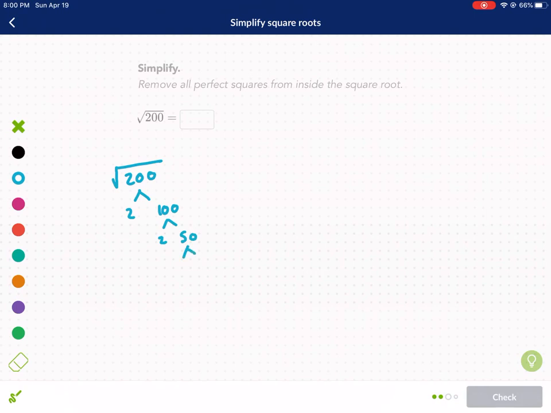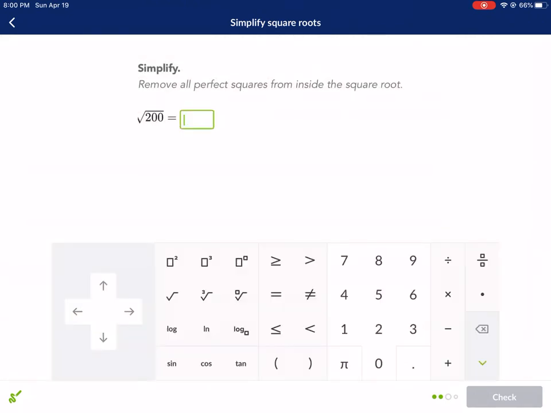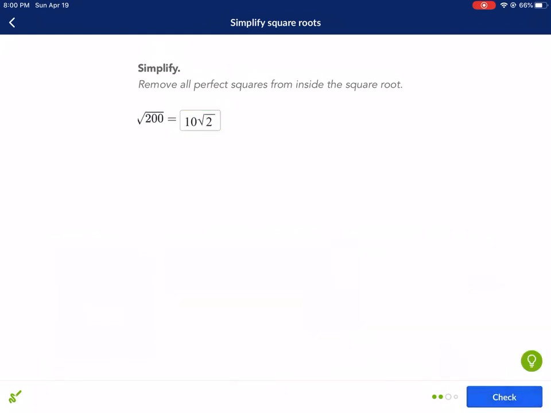2, 50, 2, 25. If you didn't get it by now, you should recognize something about 25, 5, 5, okay? I'm going to circle anytime I have a pair of 2s, pair of 5s. 1 2 is going to leave, 1 5 is going to leave, and this 2 stays home alone. So I have 2 times 5 on the outside, radical 2, 10 radical 2 is my answer. And that's what I was able to do very quickly at the beginning because I can recognize perfect square factors. I've been doing this a while.